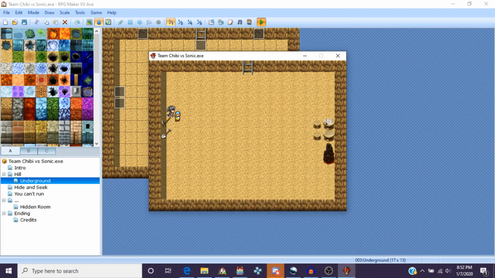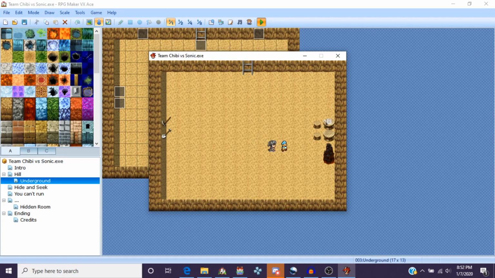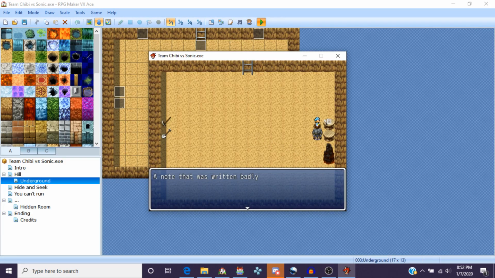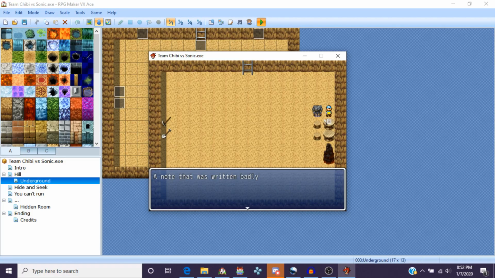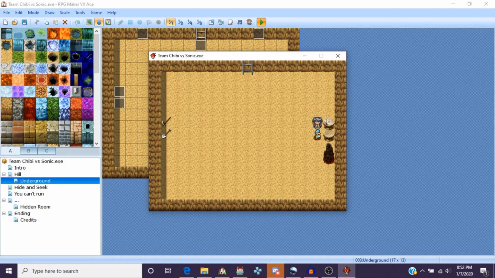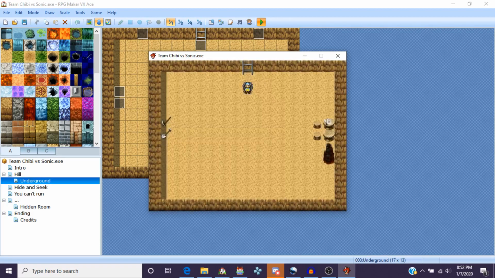A pickaxe. A shovel. What the fuck is this? There's a note written badly. Was that it? What is this? I want to enter the hole because, like, what is this?